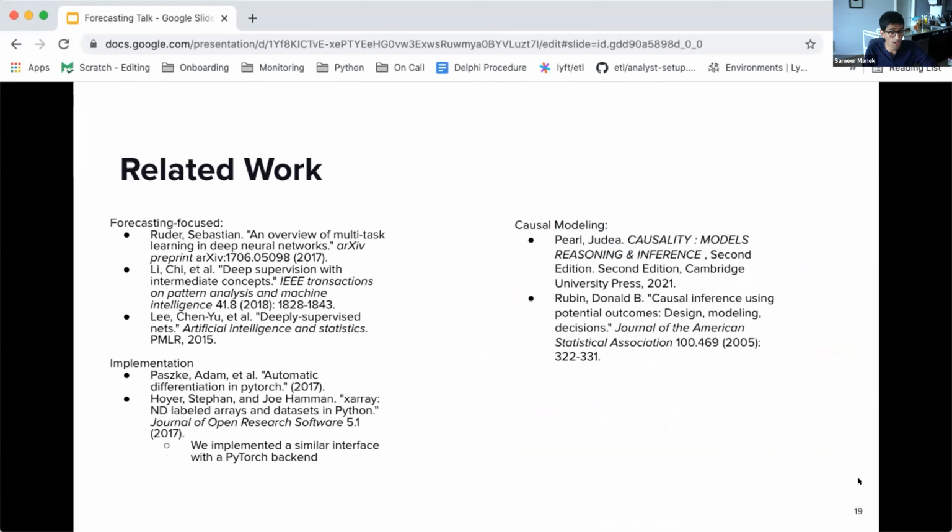Of course, a lot of this project is built on work that other people have done. We highlighted a couple of key areas right here. On the forecasting side, we draw pretty heavily and a lot of parallels to multitask learning and deeply supervised neural networks. On the technical implementation, we rely heavily on PyTorch, as I mentioned. We also extended PyTorch tensors to follow an X-array-like interface that makes it a lot easier to use and keep track. And then on the causal modeling, of course, I mentioned Dr. Pearl's work. We also drew quite a bit from Dr. Rubin's work on potential outcomes, just to help us implement some of the causal modeling.